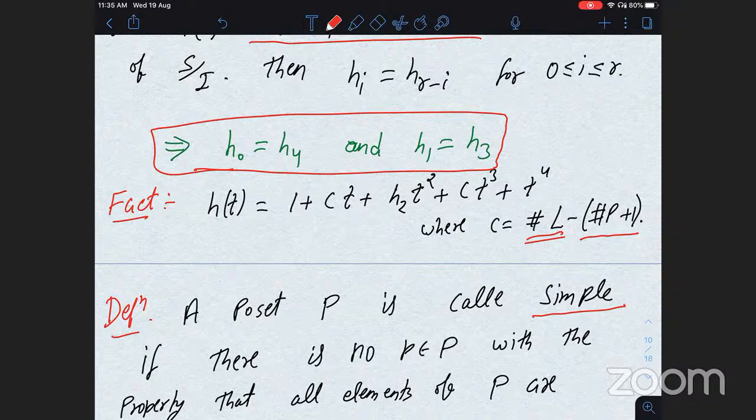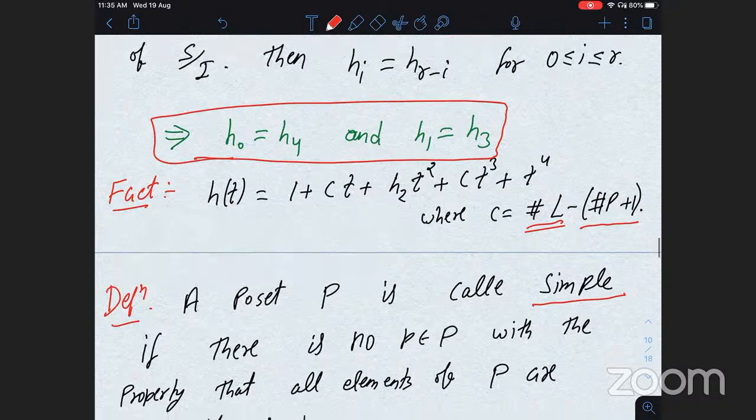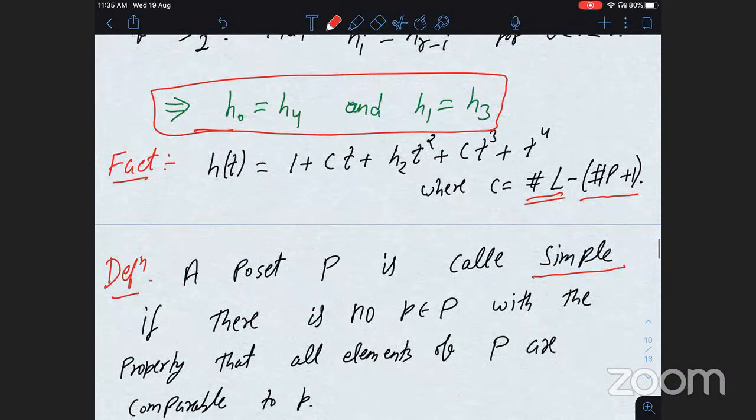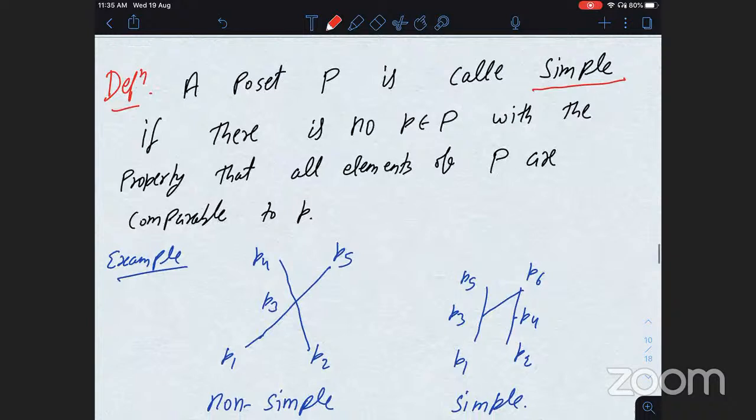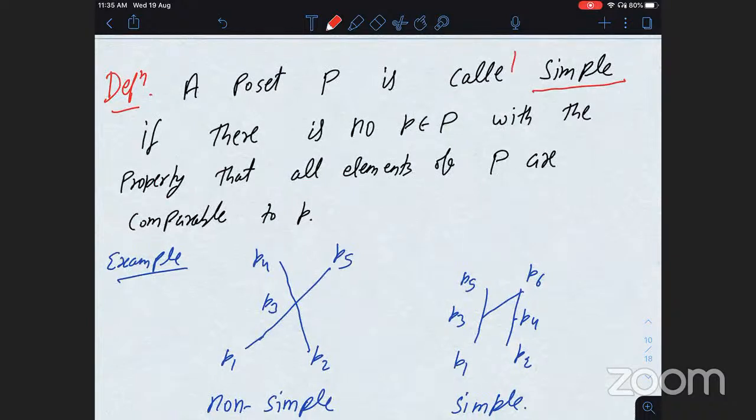So now we will proceed towards the proof of this. Before that, one definition: let P be a poset. P is called simple if there is no element little p in P with the property that all elements of P are comparable to p.